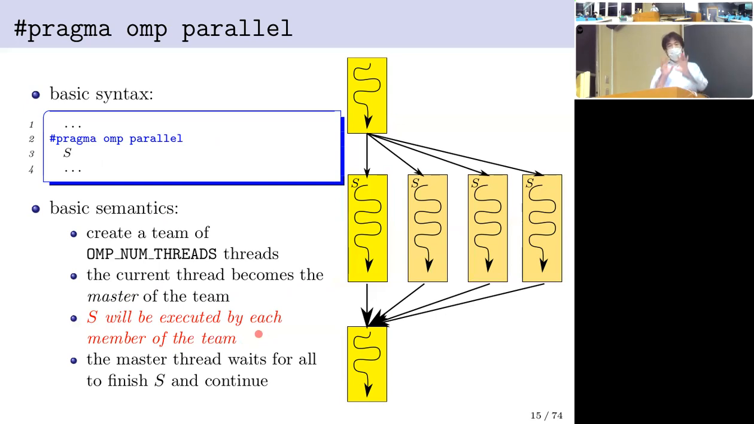So it's not that S is somehow parallelized with this omp parallel pragma alone. I'll get to that shortly. And the master, after finishing this S by itself, waits for the other threads to finish S as well. In other words, the statement that comes after S will be executed only after all of these threads finish S.